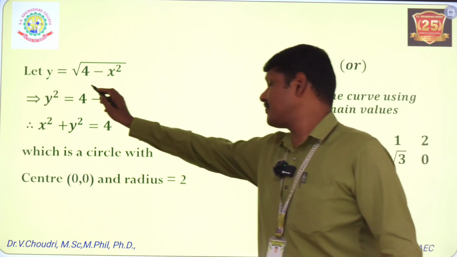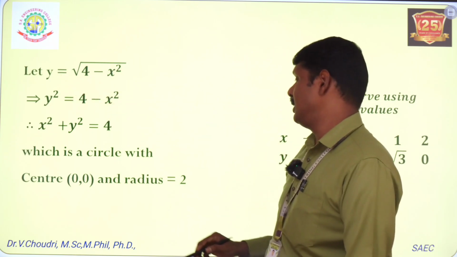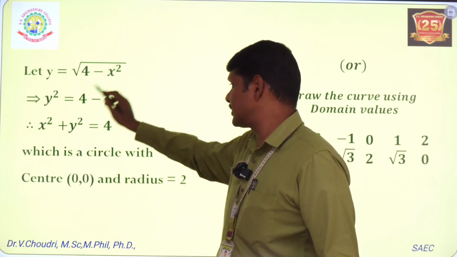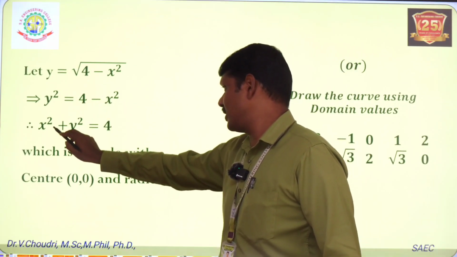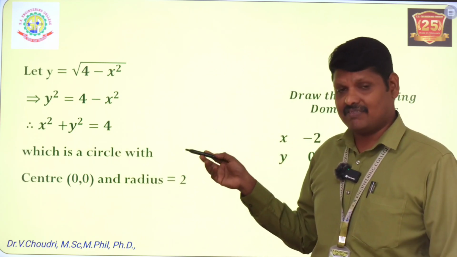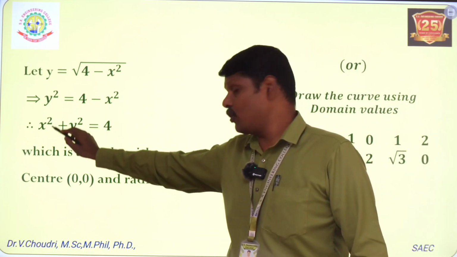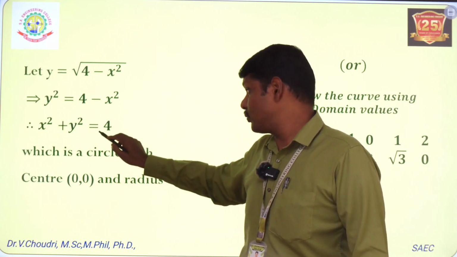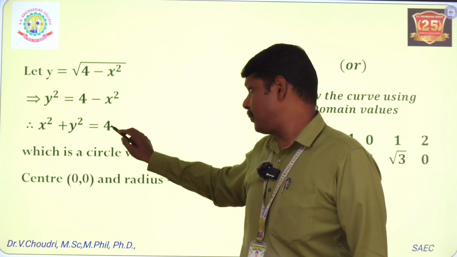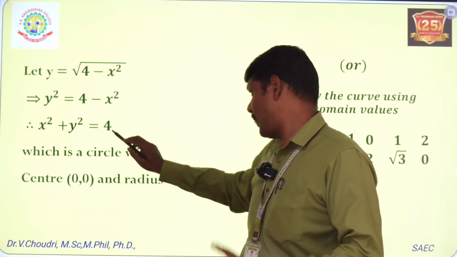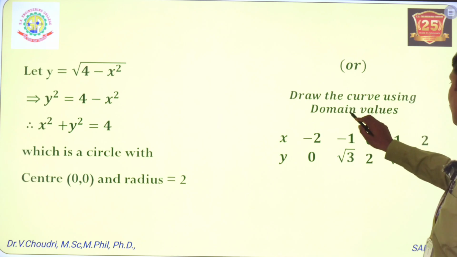For the range, the function given here is f of x. Let us consider y equal to root of 4 minus x square. Taking square on both sides, y square equal to 4 minus x square. Bring minus x square to the left hand side: x square plus y square equal to 4. This is the equation of a circle with center 0, 0. The equation of the circle is x minus a whole square plus y minus b whole square equal to r square. In the place of a and b there is no number, so 0 and 0. In the place of r we have 2 square, that is 2.